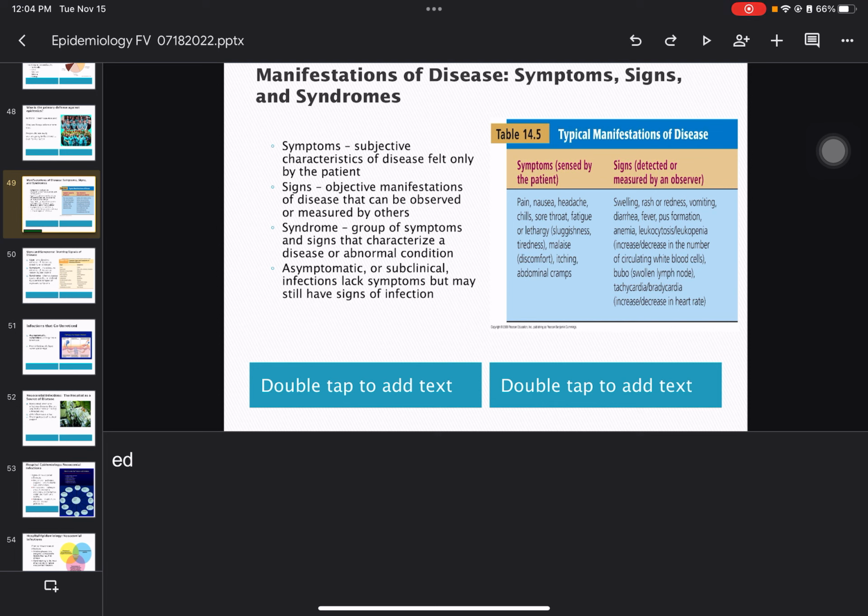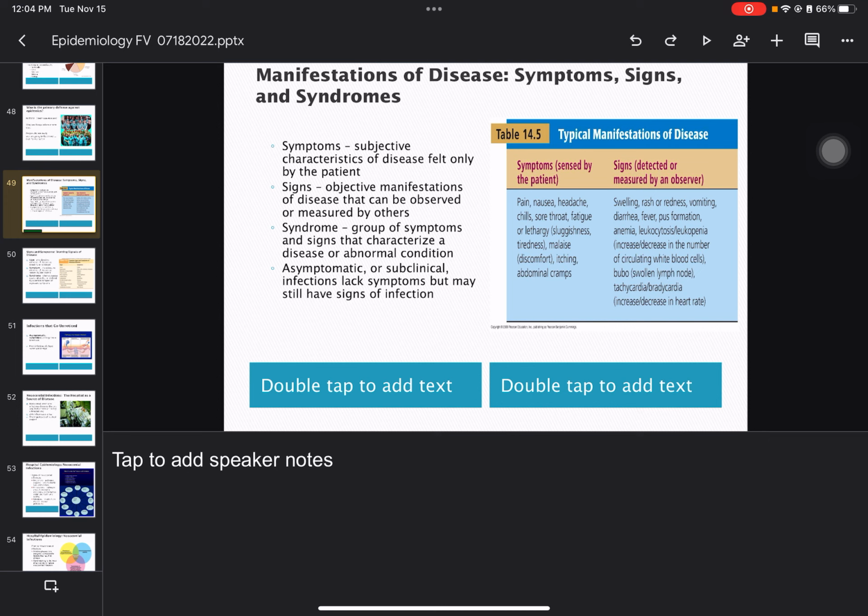I want you to know the difference between sign, symptom, and syndrome. A symptom is what? Something that is reported by the patient. A sign is something that's recorded by a healthcare professional. And a syndrome is a combination of signs and symptoms. You put them together and it helps you to diagnose what's going on with the patient.